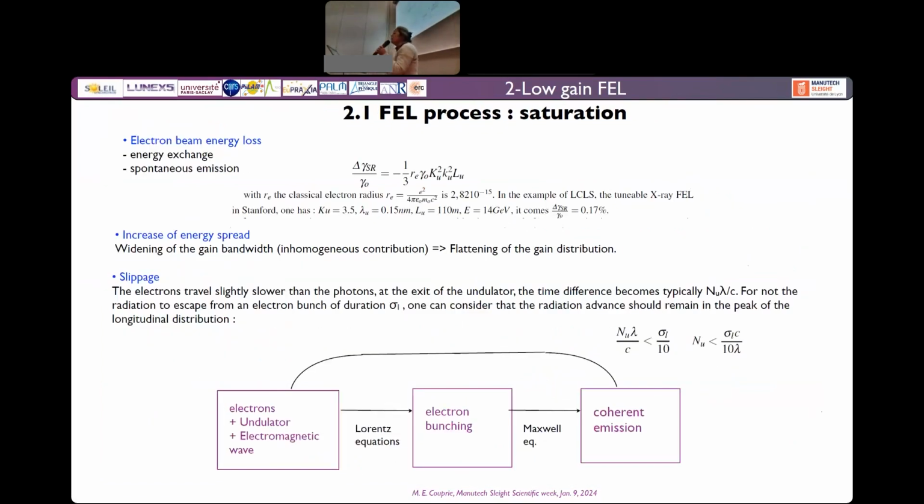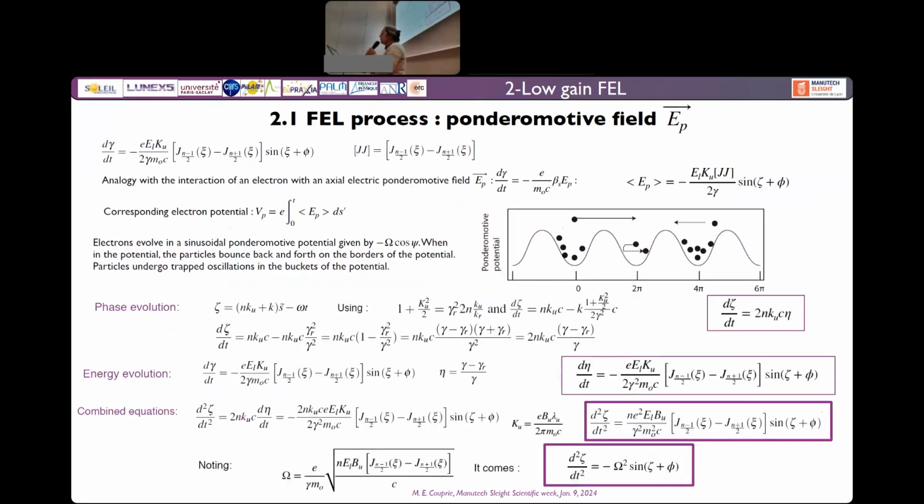So then for the saturation, we have some energy beam loss, which is due to the energy exchange, and could be due to spontaneous emission, but it's usually negligible. We have then an increase of the energy spread, and also the light and the electrons are not traveling at the same speed, so we cannot work with infinite undulators, because at some point the light will escape the electron bunch. And if the electron bunch is very short, this can be limiting.